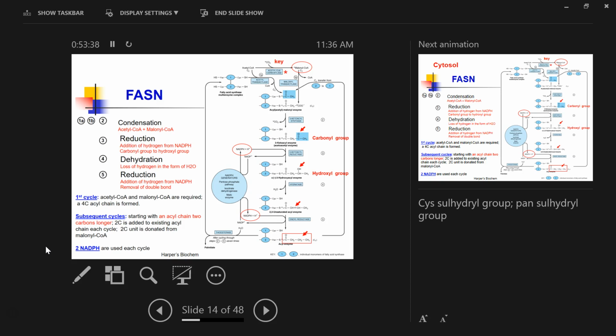And lastly, 2 NADPH molecules are needed as the hydrogen donors, used in each cycle.